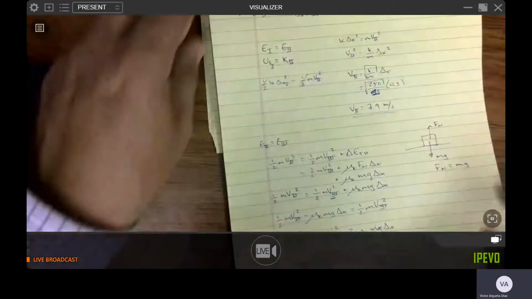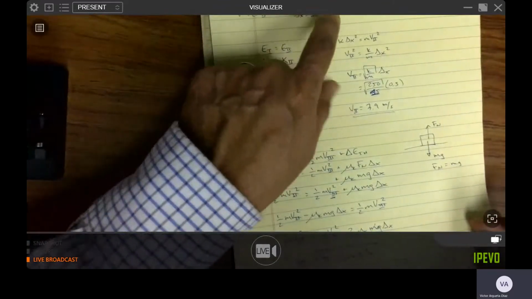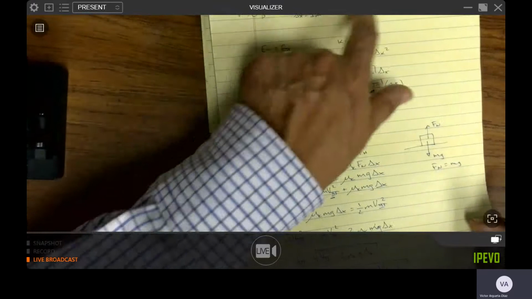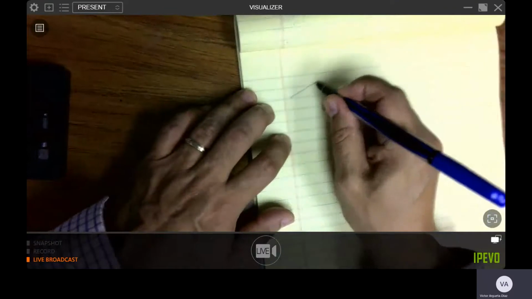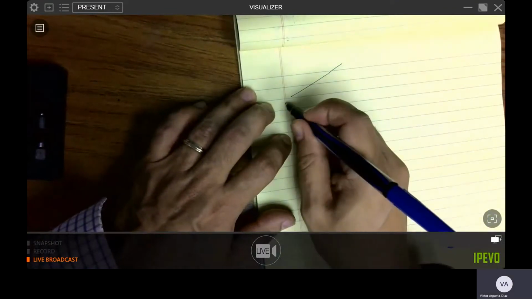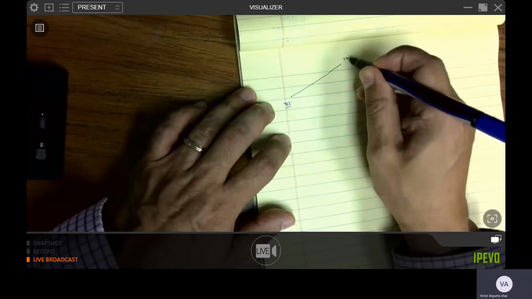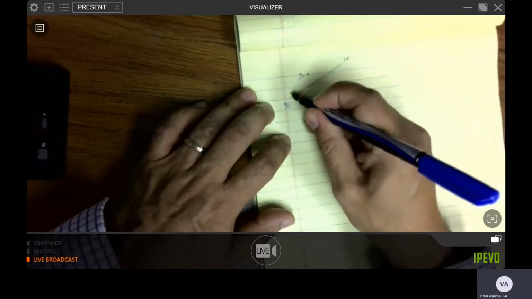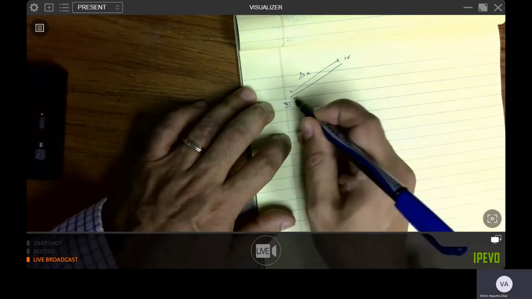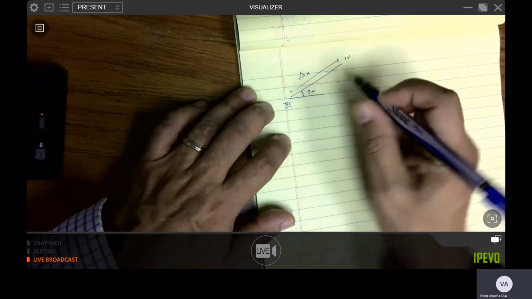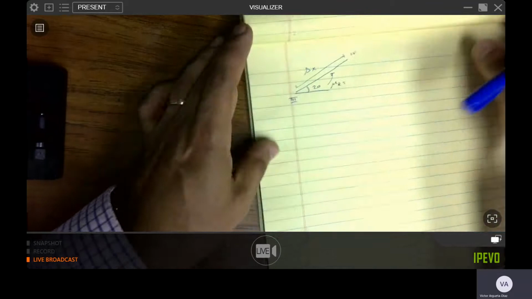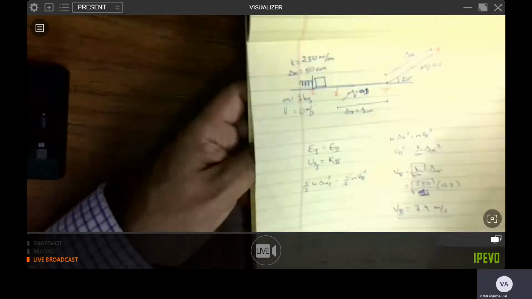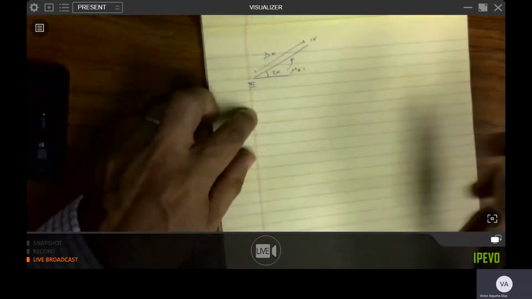Okay, now I'm going to do between 3 and 4. So I'm going to redraw this part on the next page. So this is point 3 and this is point 4. This is delta x, that's what I want to find out. I know that this is going to be 20 degrees, and I know that mu k is going to be, I forgot, so let me double check. Mu k is going to be 0.5.